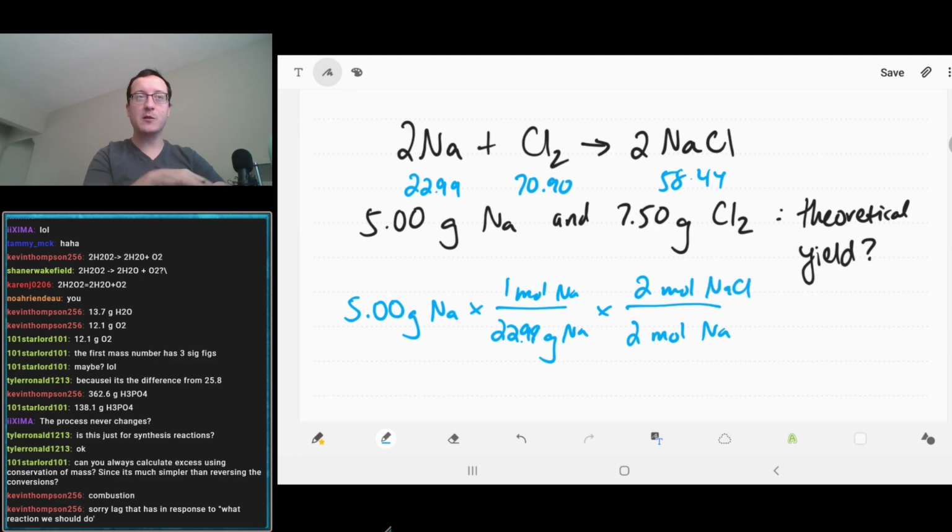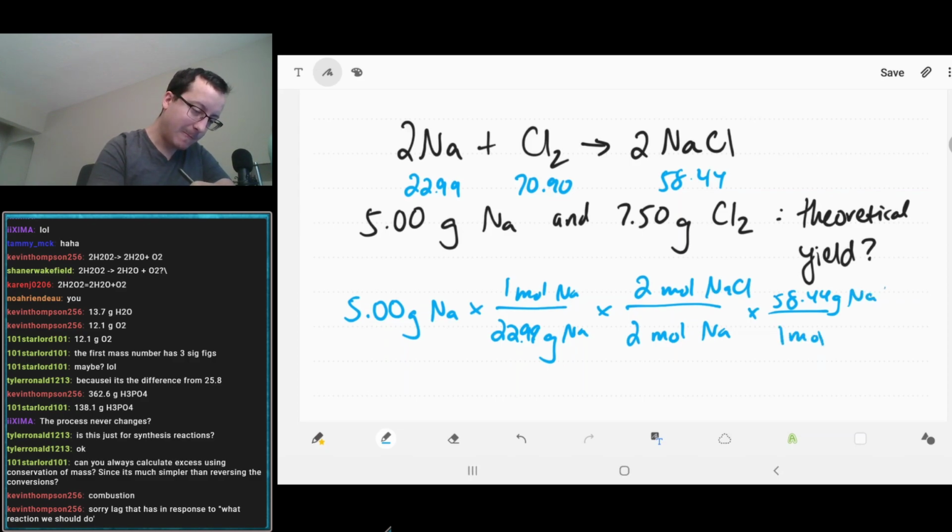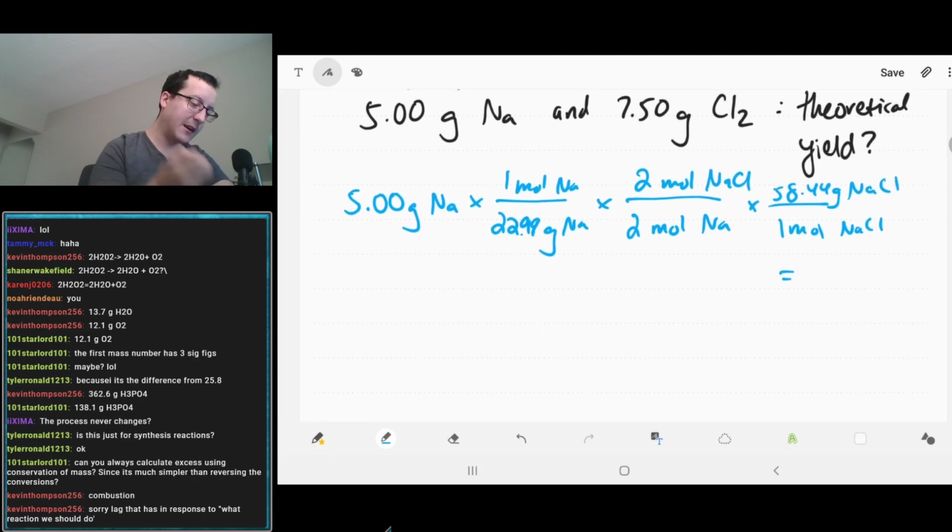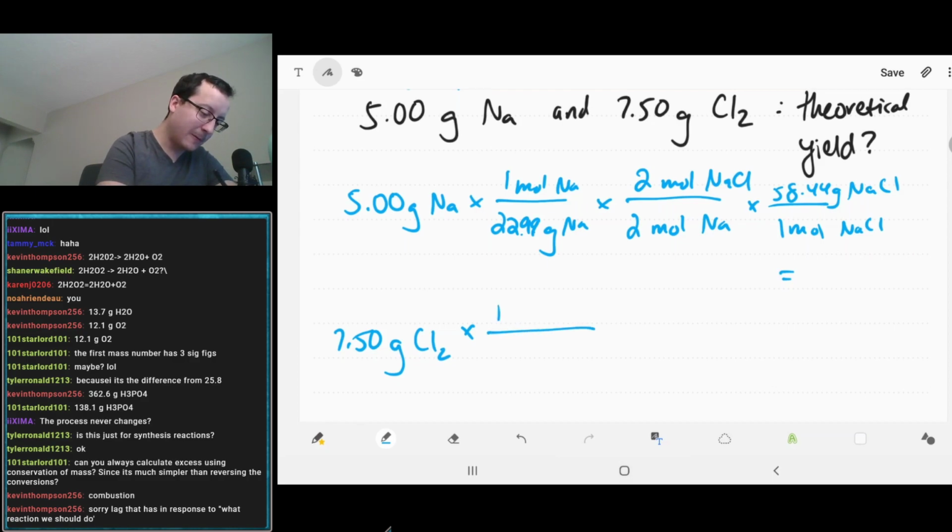Does anybody have any questions with how to set this stuff up? I understand we're doing the same process over and over, so it's probably becoming pretty boring. But if you have any questions, throw them up. That's why I'm here. 58.44 grams, 1 mole. And while Kevin is calculating that, I'll throw out the process for the second reactant. Again, nothing new here.